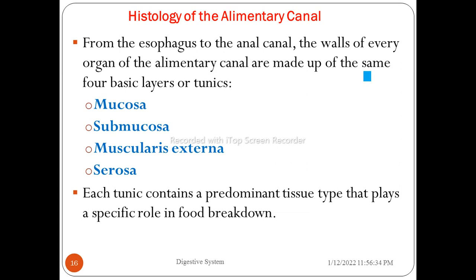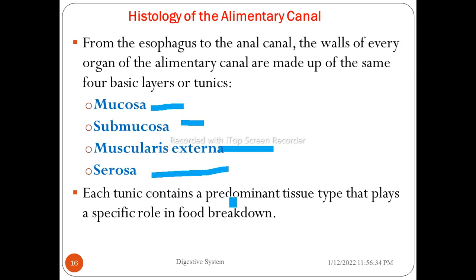So based on histology, the walls of the alimentary canal divide into four basic layers or tunics. The first layer is mucosa, the second layer is submucosa, the third is muscularis externa, the fourth is serosa. So this is mucosa, this is submucosa, this is muscularis externa, and this is serosa. This is the inner layer. From the inner part to the outside: mucosa, submucosa, muscularis externa, serosa.